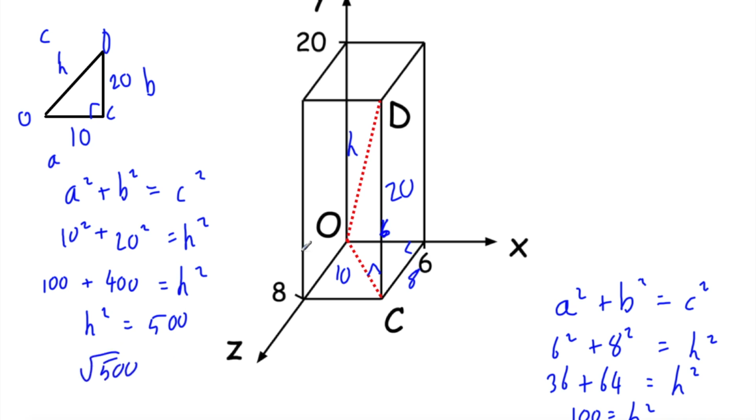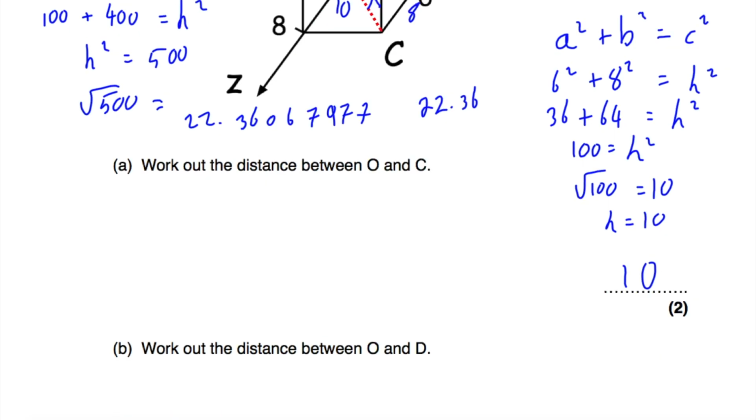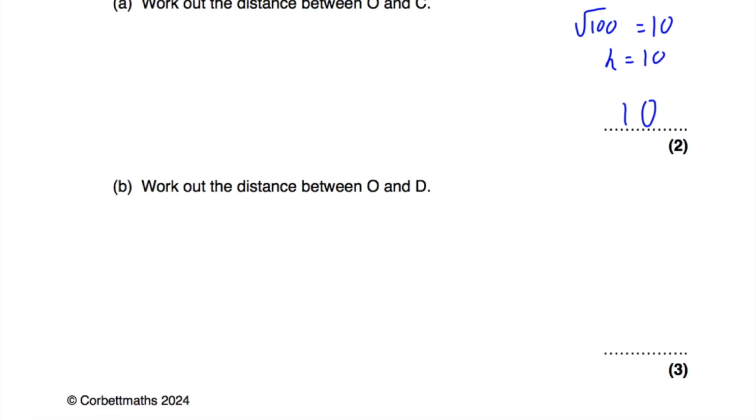And then if we square root that, the square root of 500, that's going to be the length of OD. So let's work that out. The square root of 500 is 10 root 5, or 22.36067977, or to two decimal places, 22.36. And that's it. So the length of OD is 22.36. Okay, let's have a look at our next question.